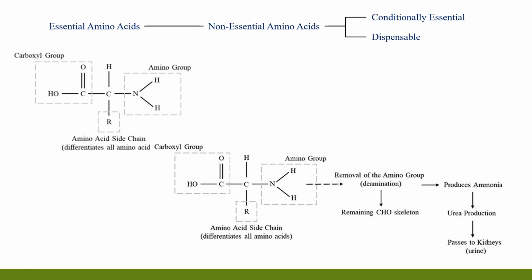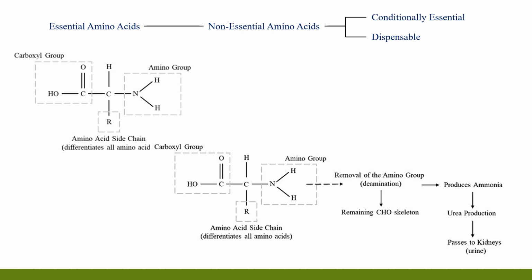Well, this is a task that is primarily handled by the liver. And what we are doing is removing that amino group. The process of removing that amino group is called deamination. So if we remove that amino group, what we have remaining essentially is a skeleton. And with that skeleton, we can then either feed it into the energy pathways or manufacture a different macronutrient.